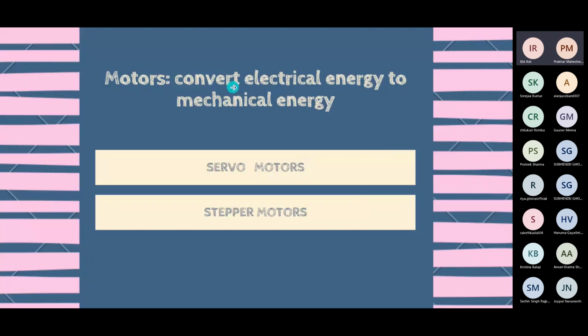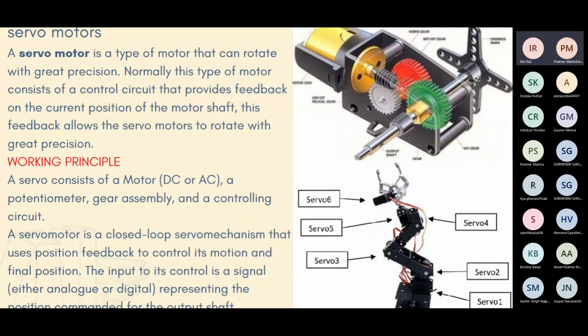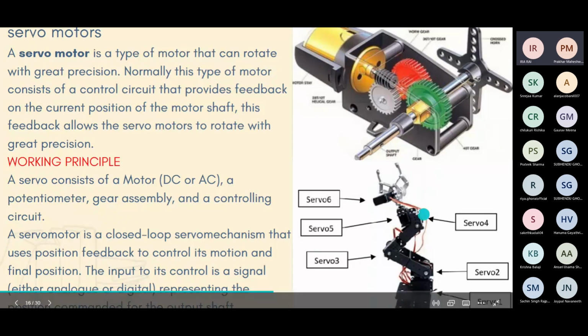The basic principle is same. It converts electrical energy to mechanical energy. So let's start with the servo motors. So this is what a servo motor's cross-section looks like. We'll study in more detail here. So a servo motor is a type of motor that can rotate with great precision. So when we want a robotic arm to move by some 30 degrees or by a little bit like by 10 degrees, we want its fingers to move or rotate by some 10 degrees. So we can't use an AC or DC motor in that case.